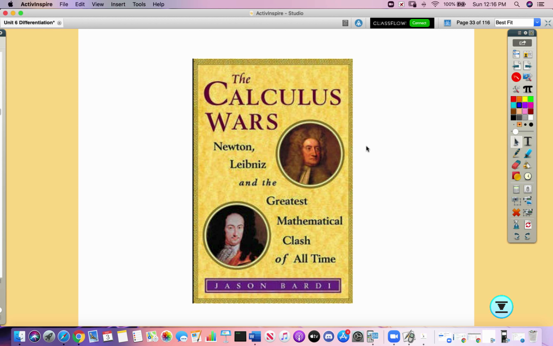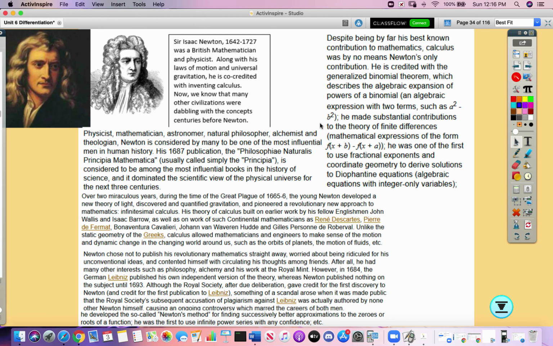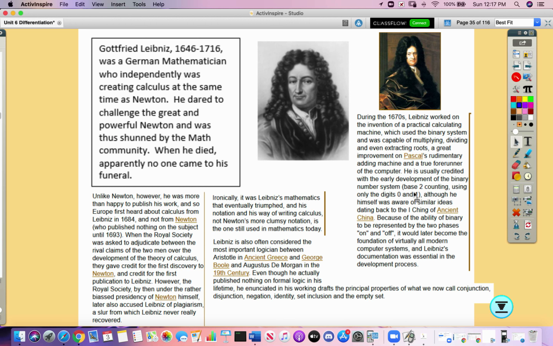However, Newton was in charge of the Royal Academy of Sciences at the time, and because of his influence, he was basically given a lot of the credit for calculus. So this is all going to be posted in my notes, so you can take a moment and read the PDF. There's a lot of information all about Newton. And then we've also got some more information about Leibniz.